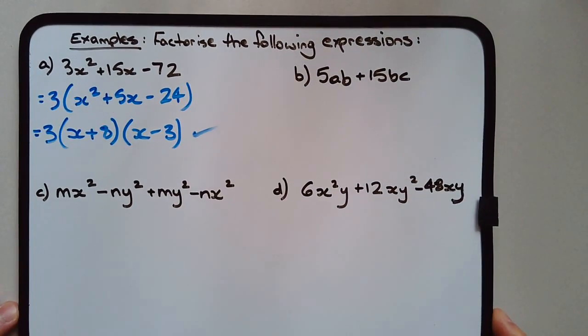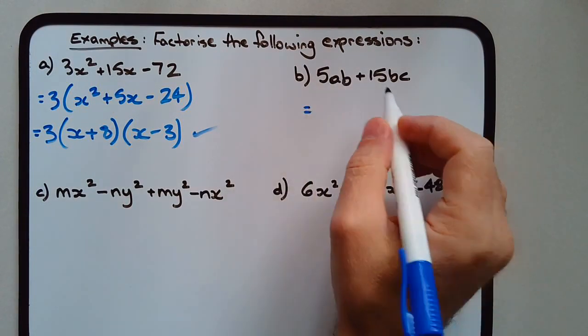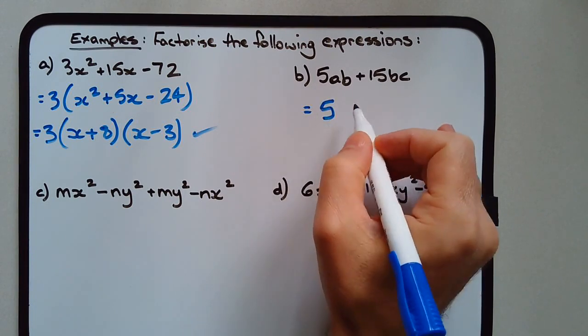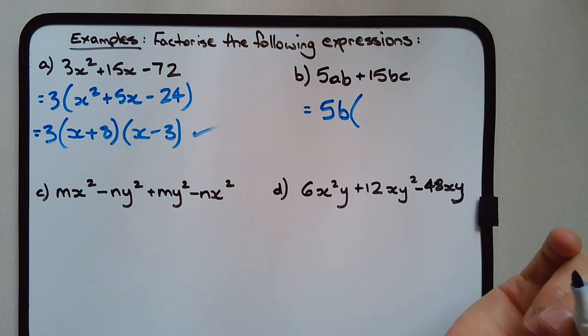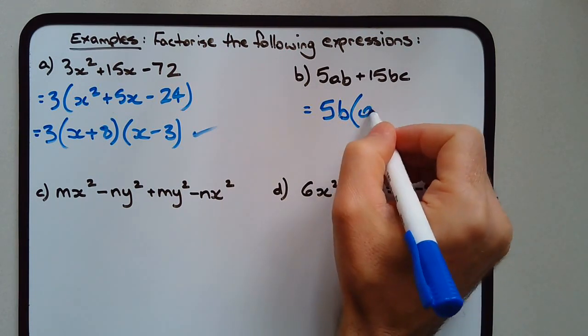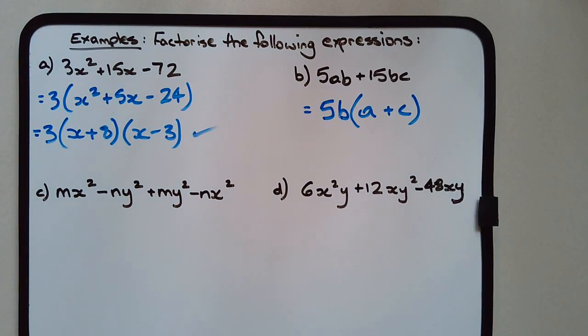So look at part B. 5ab plus 15bc. Okay, again, try and take out a common factor first if we can. So we can take out a 5. We can also take out a b as well. So let's see what's left over. So we have an a plus c. And there's really not much else we can do with that. That's it. As far as we can go with that.